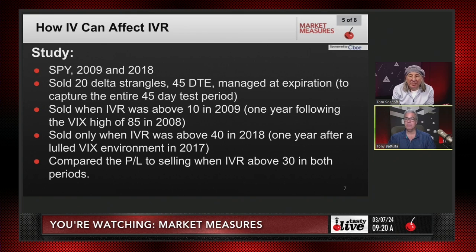If the same volatility were to be on the opening, it would be down to 100, even though it closed at 102. So we're looking at the SPY in 2009 when implied volatility was really high, and in 2018 when implied volatility was really low. We sold 20 delta strangles, 45 days to expiration, managed at expiration, to capture the entire 45-day test period. We sold when the IVR was above 10 in 2009, one year following the VIX trading 85, and only when IVR was above 50 in 2018, one year after a lull environment in 2017. We compared the P&L when IVR was above 30 in both periods to give you some really good context.